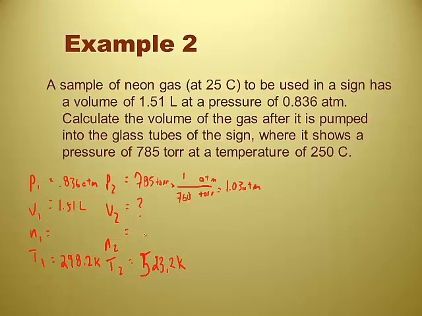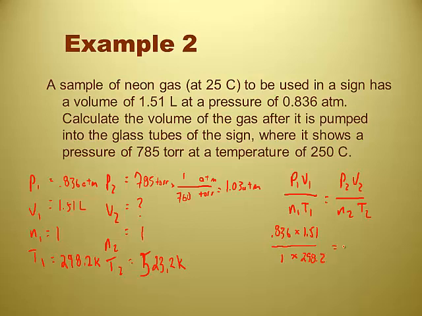Since they don't mention number of moles, I'm just going to put a 1 for each of them. Assume that it was 1 mole. Yeah, it's constant. Pressure 1, volume 1, number 1, temperature 1, pressure 2, volume 2, number 2, temperature 2. All right, here we go. Everything in its right spot. 0.836 for pressure, volume is 1.51, divide by N1, which is 1, times T1, which is 298.2. Pressure 2 is 785. I'm still looking for volume.